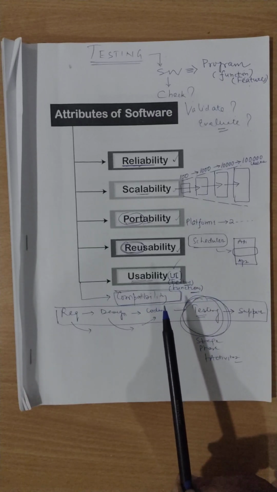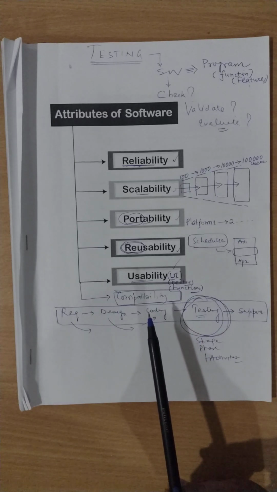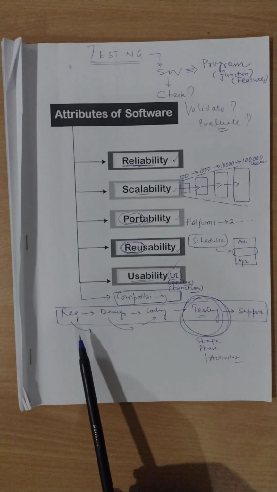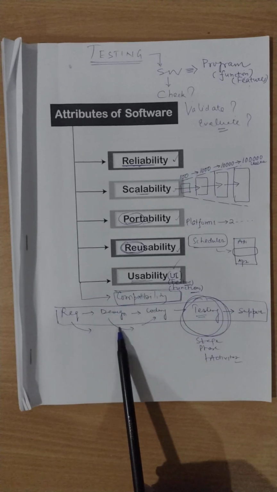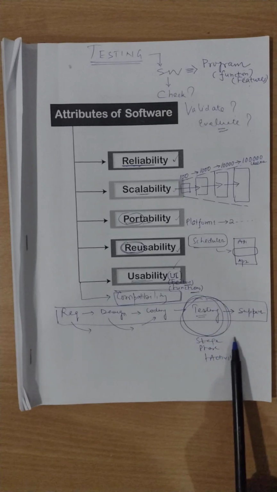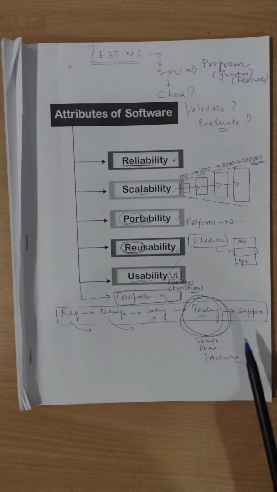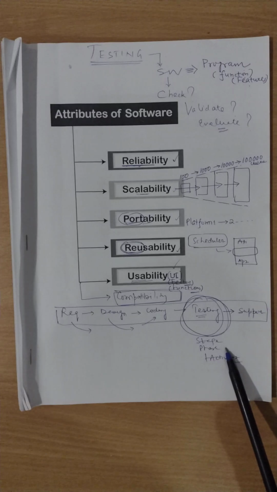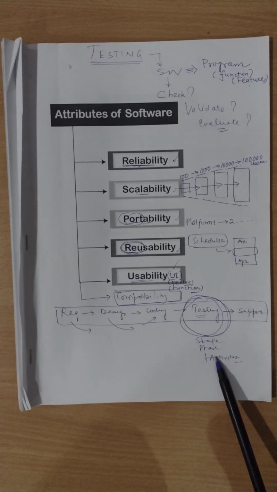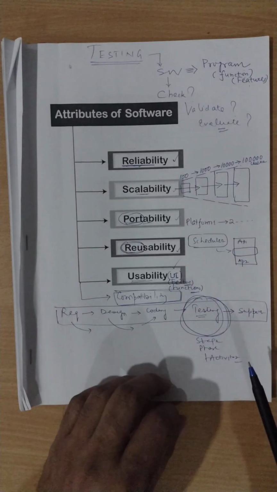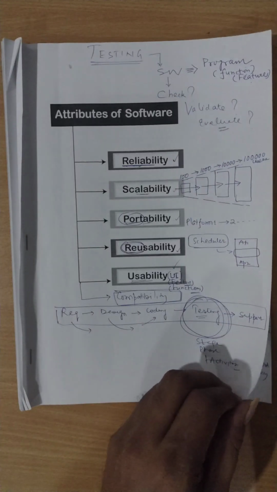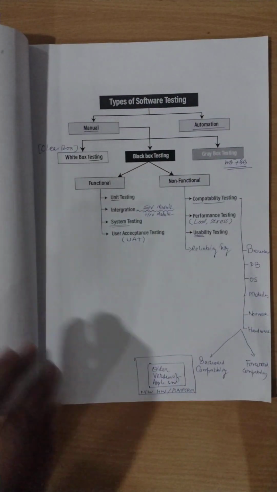So in a typical software development life cycle, we have phases like requirement, design, coding. Testing is one of the key activities where we have multiple phases and stages, where we verify the software with respect to functionality and all other things.